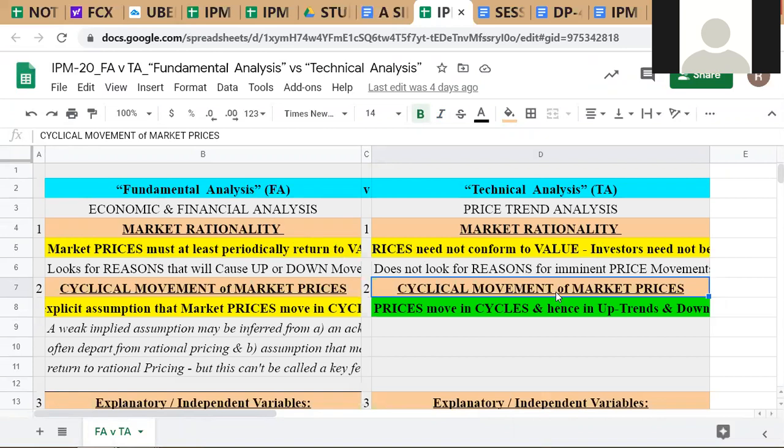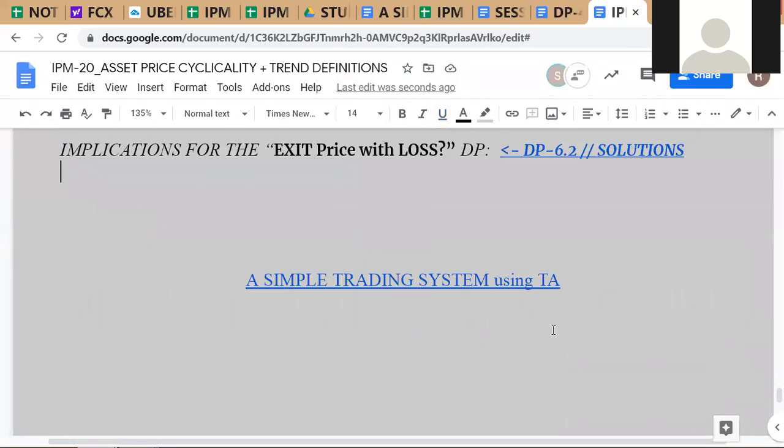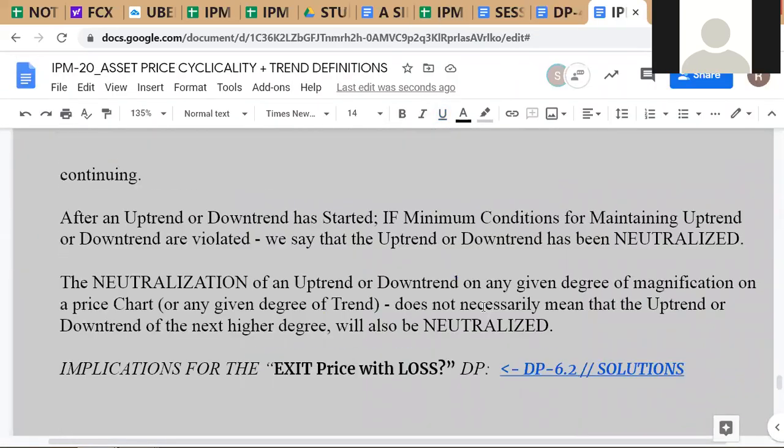As we said, cyclicality is a very important assumption of TA, and it's not really an explicit assumption in FA. So under this discussion, we zoomed into this topic because it is so important a part of technical analysis, and we're going to use this entire discussion to derive a technical trading system. Towards that end, we are discussing this topic in detail. So how can we use this to solve this DP and that DP?